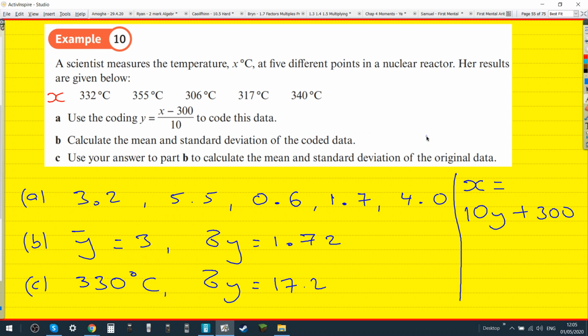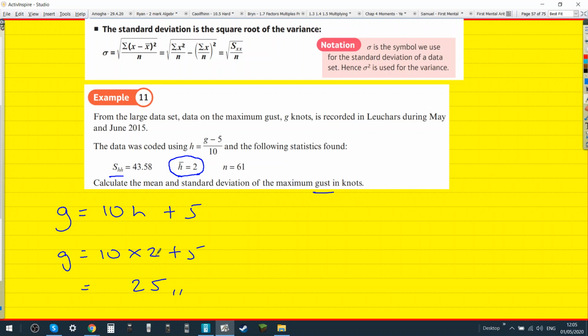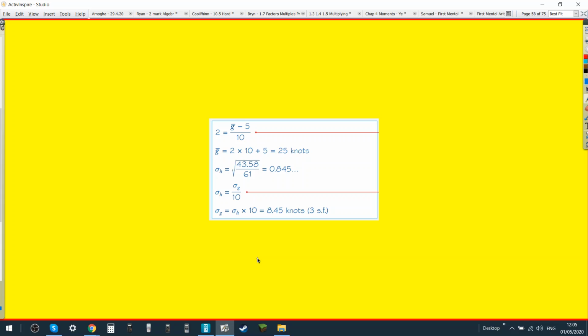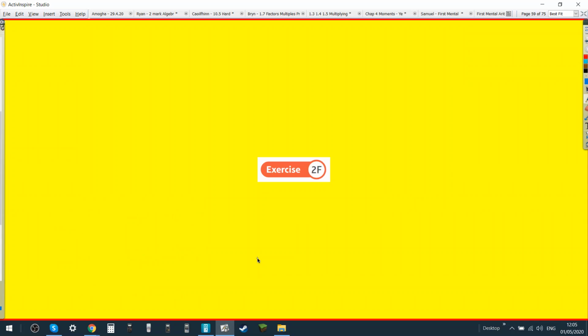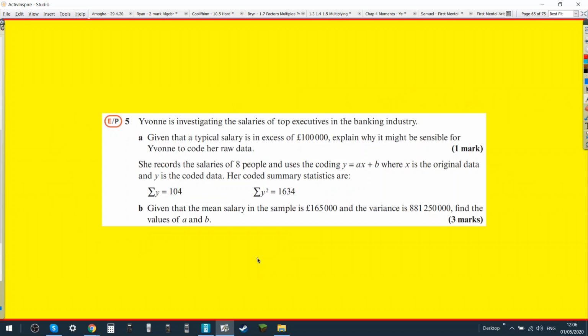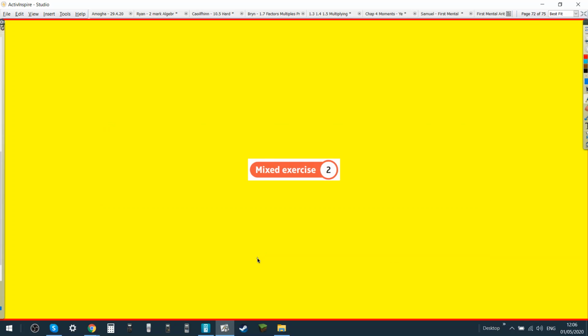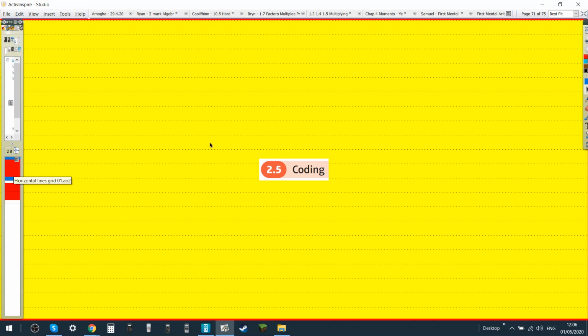So you know how we did for this one? We did times by 10 plus 300. Yeah. So for mean, it would be times by 10 plus 300. For standard deviation, it's just times by 10. Okay. For this one, we did times by 2 plus 5. Standard deviation would just be times by 2. And it's because adding or subtracting doesn't change the spread. Yeah, they should show that. But then we did exam questions. I'll take a look at these exam questions, but I think they're all going to be similar. We need a bit of extra practice, but that's all right.